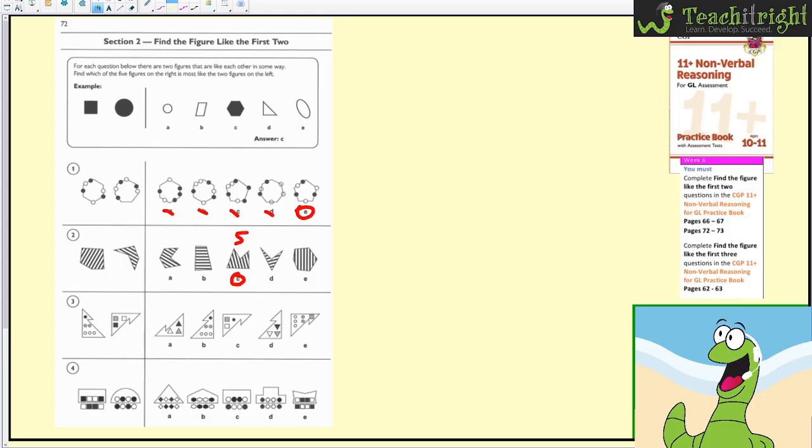Number 3, when we look at that one, we've got the same sort of outside shape. It's almost like half a Christmas tree. And if we orientated it, it would always be sort of pointing to the right.